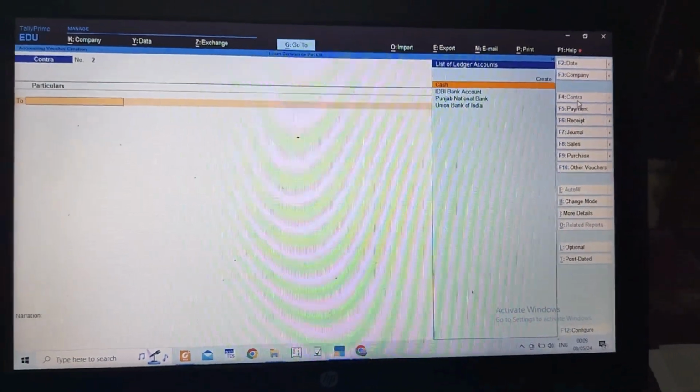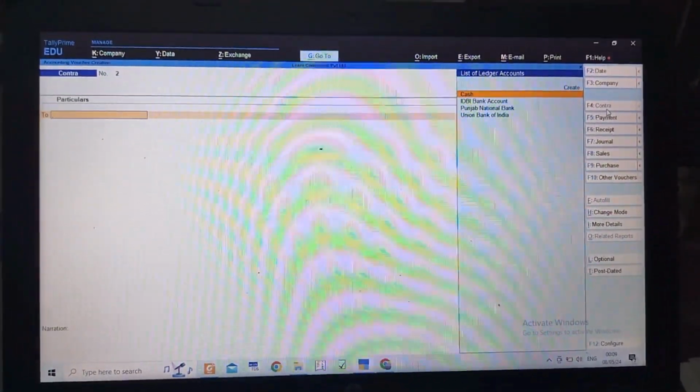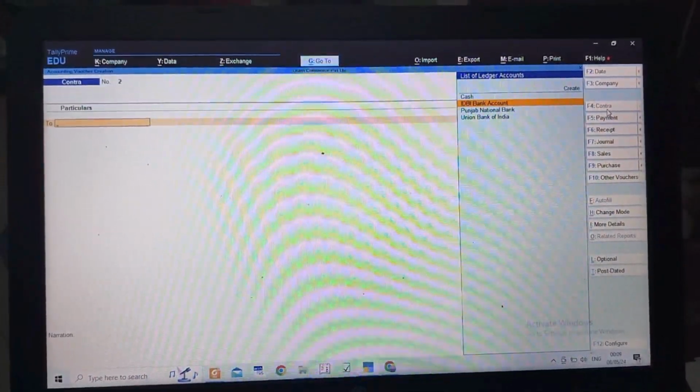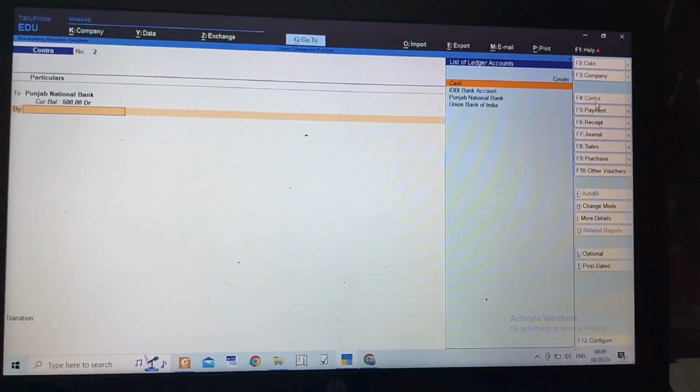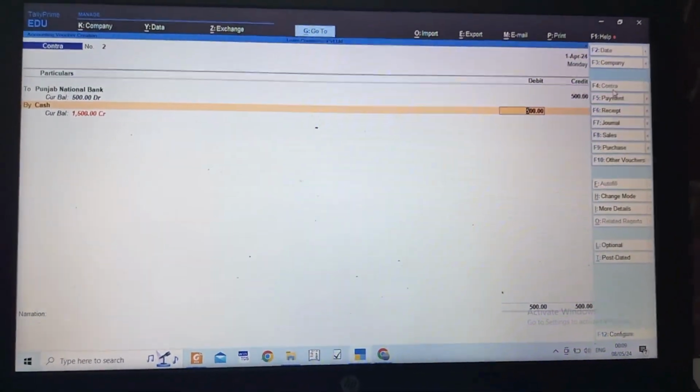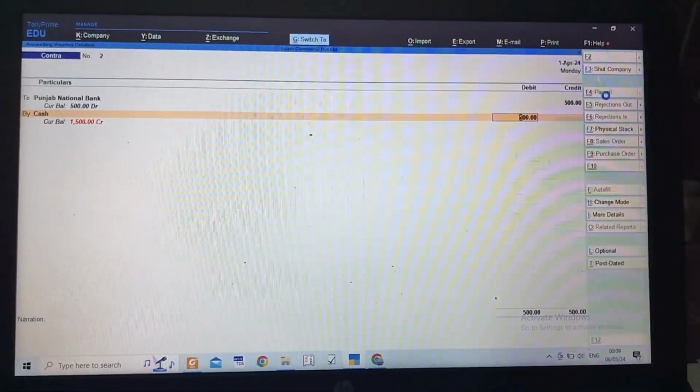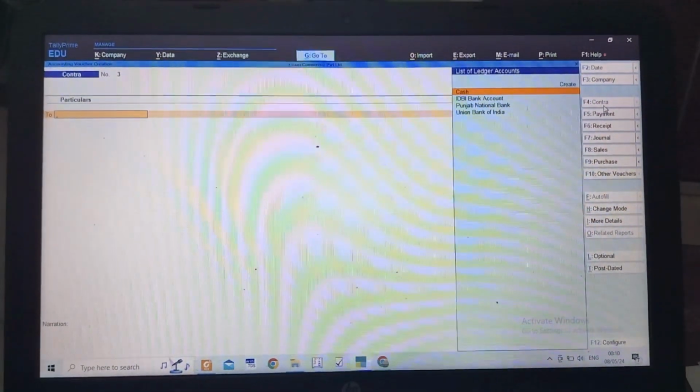Again we will do a reverse entry, like we are withdrawing money from bank. Okay, so in this case bank is the giver, so we will credit the bank by rupees 500, and then cheque number and the other details you give, and cash is what is coming in, so I'll accept the entry. Hope you understood the concept of contra voucher.